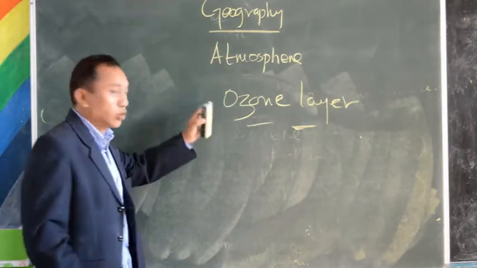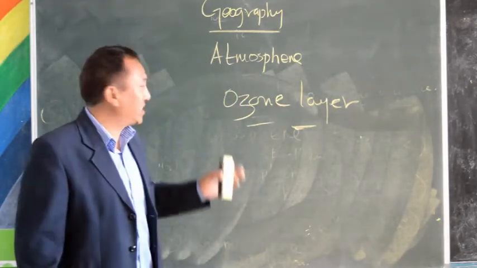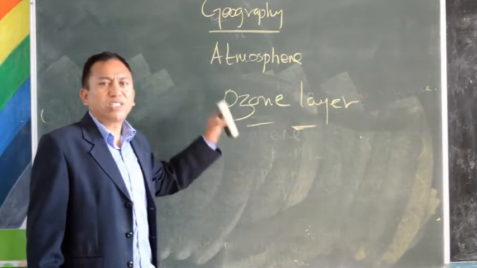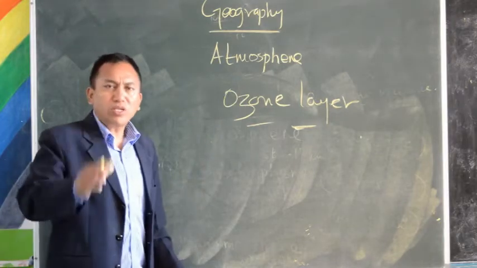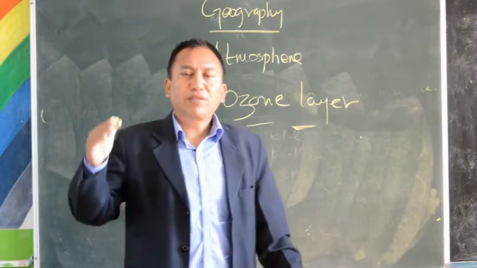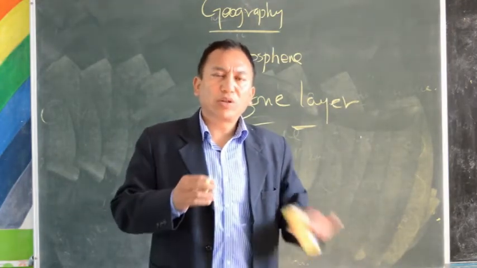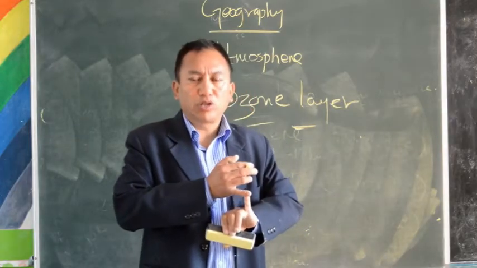That is why the ozone layer is so very important. Okay. Now, what is the cause for the depletion of the ozone layer? Why is the ozone layer getting depleted? The ozone layer gets depleted mainly because of the release of toxic gases, like the CFC, chlorofluorocarbon. This is one of the major aspects for the destruction of the ozone layer.